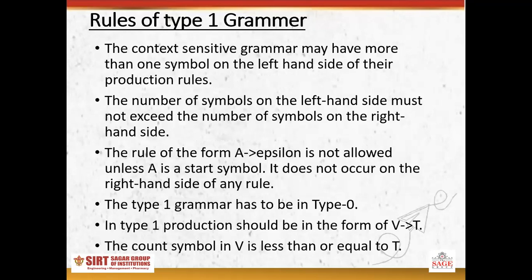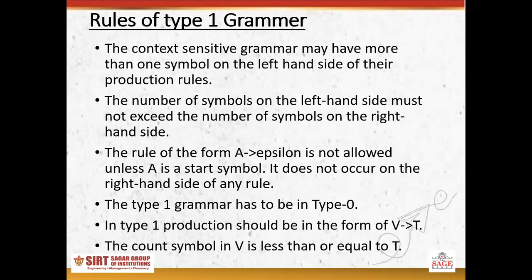Rules of type 1 grammar or context-sensitive grammar. Number 1, the context-sensitive grammar can have more than one symbol on the left-hand side of its production rule. As I said on the previous slide, in the example, on the left-hand side we can have more than one variable. Second, the number of symbols on the left-hand side must not exceed the number of symbols on the right-hand side. The condition is only that if we have two symbols on the left-hand side, then in the production we have to see at least two symbols on the right-hand side.